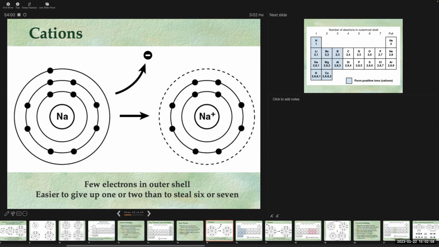Well, I suppose one way to fill up your outer shell, if you're sodium, is to steal 7 electrons from somebody else. But energetically, that is basically impossible. It just won't do it. From an energetic standpoint, it is much easier to just give away that 1 electron from the third shell. The third shell is now completely empty, but the second shell down is now completely full. That's the most energetically stable arrangement for sodium.